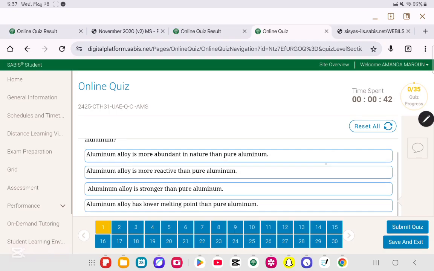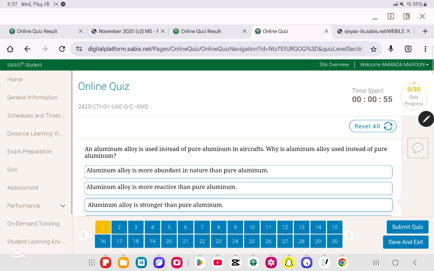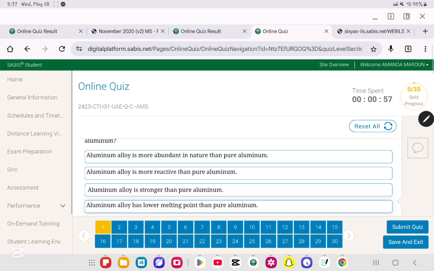Well, for sure, if it's more abundant in nature, it's definitely not going to be of benefit to us if it doesn't have any good properties that we need. If it's more reactive than pure aluminum, pay attention, we're using it where? In aircrafts. If it's more reactive than pure aluminum, that means if you put it in an aircraft and the aircraft flies and it reacts with the oxygen in the air, this could damage the aircraft, and it could cause disturbances in the flight, which is not what we need. We need something that is strong, something that is resistant to these things. So definitely more reactive is not it.